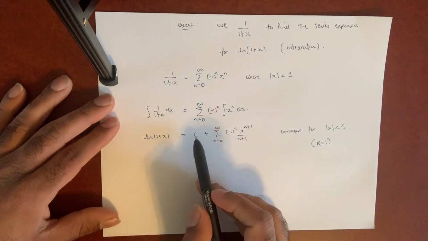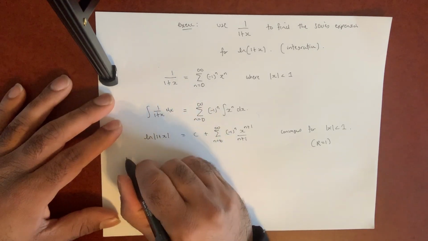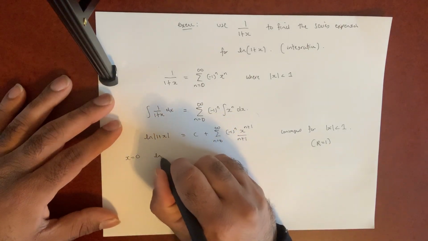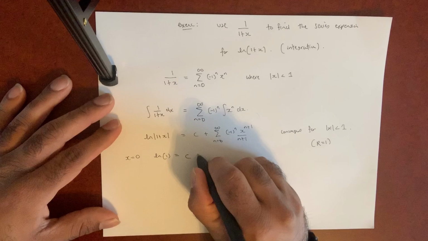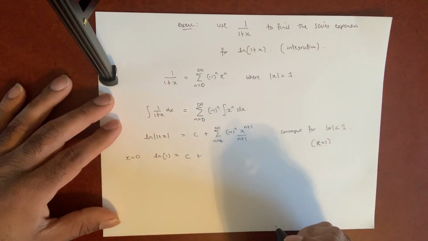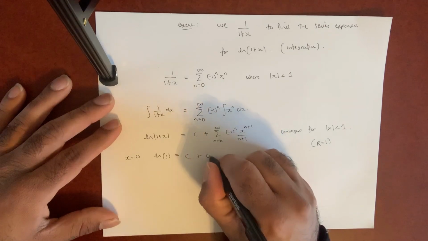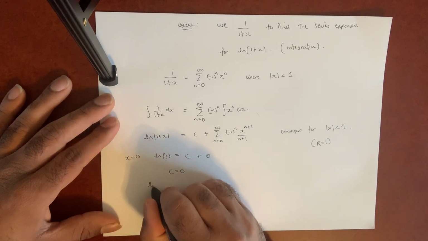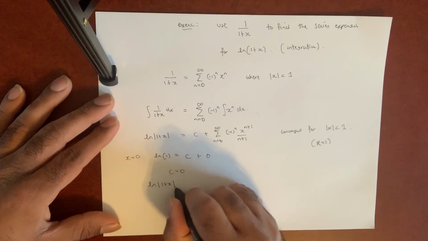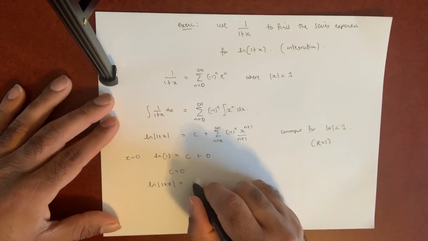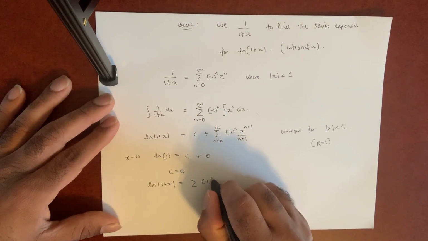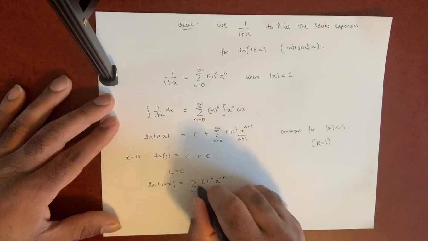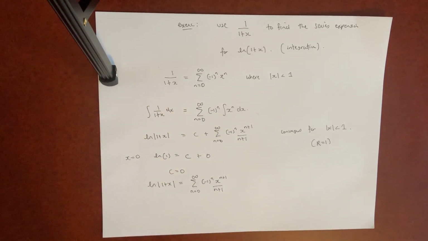But before we get to that part, let's just solve for c. So let's plug in x equals 0. Again, notice that's the center of the series. So we get ln of 1 is equal to c plus, and then all these terms are 0. So c is ln of 1. Well, ln of 1 is 0, so c itself is 0. Hence, we have ln of 1 plus x is equal to the summation of negative 1 to the n, x to the n plus 1 over n plus 1, where n starts from 0 to infinity.